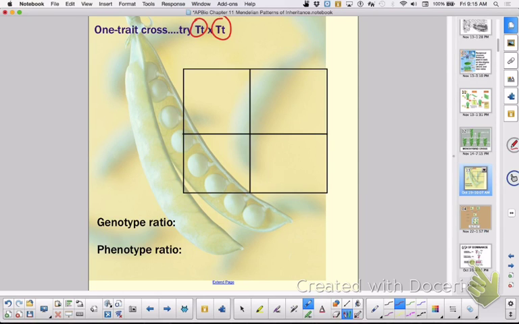Okay, so now come back to me. So now we're crossing an individual who's big T, little t with big T, little t. Those are our two individuals. So this individual, due to the law of segregation, can either give a big T or a little t. So I'm going to put those right here, big T or a little t. And the second individual can either give a big T or a little t.